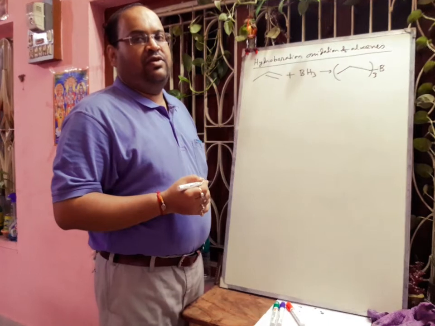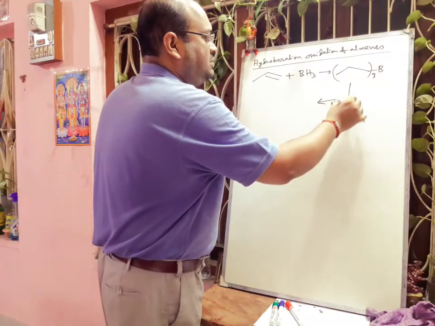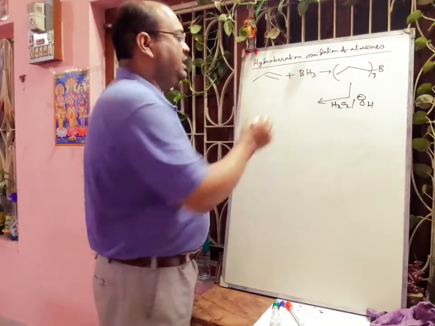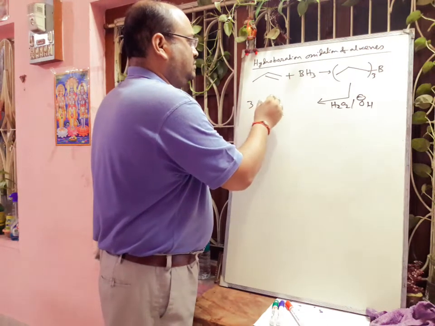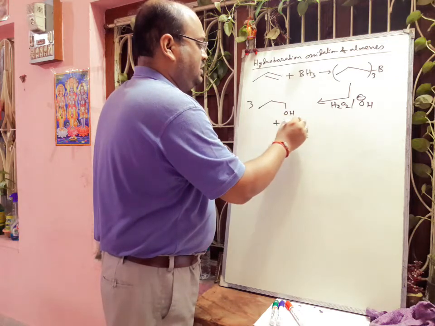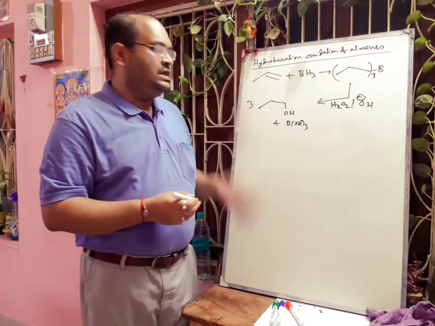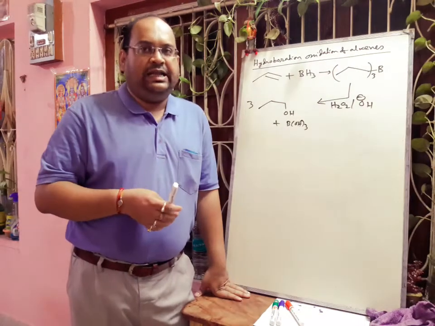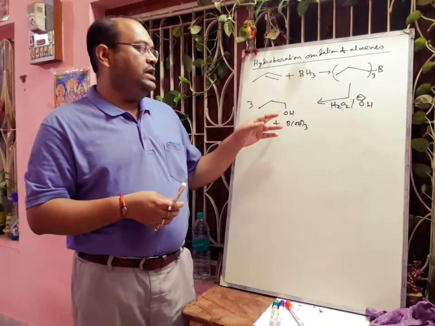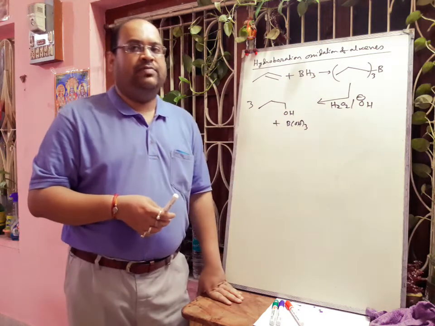In the next step, we have to add alkaline hydrogen peroxide. Then we will get the corresponding alcohol plus B(OH)3. So here the addition is following the anti-Markovnikov addition rule. So here we are getting the OH group at the end. So generally we are getting one type of primary alcohol.